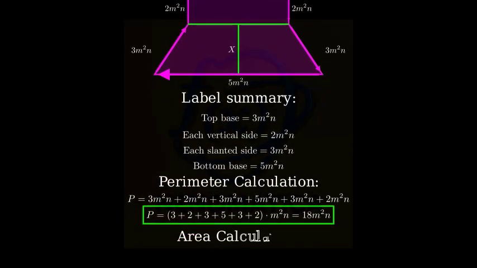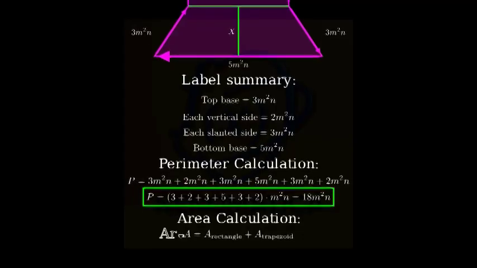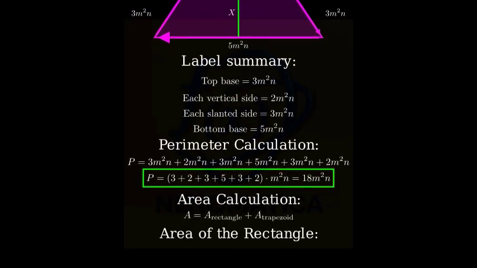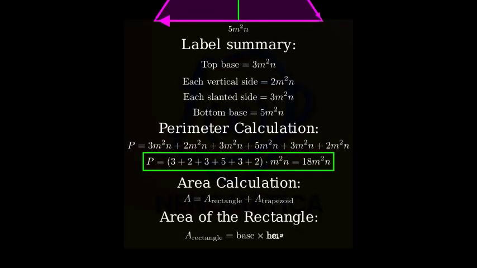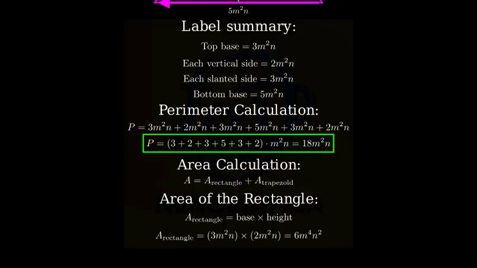To find the area, we'll divide our shape into 2 parts, a rectangle at the top and a trapezoid at the bottom. Then we'll calculate each area separately and add them together. First, let's find the area of the rectangle. The area of a rectangle is base times height. So we have 3m squared n multiplied by 2m squared n, which equals 6m to the 4th power n squared.